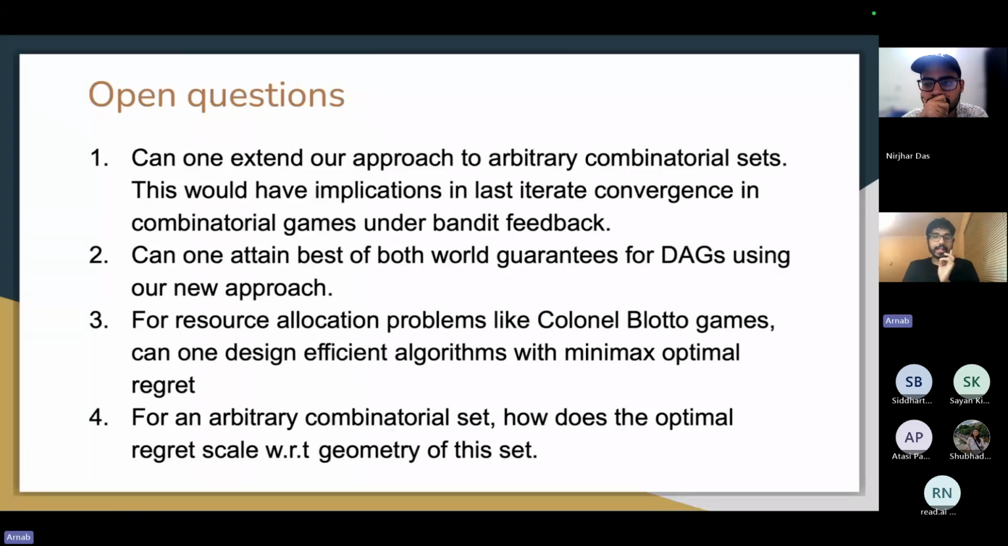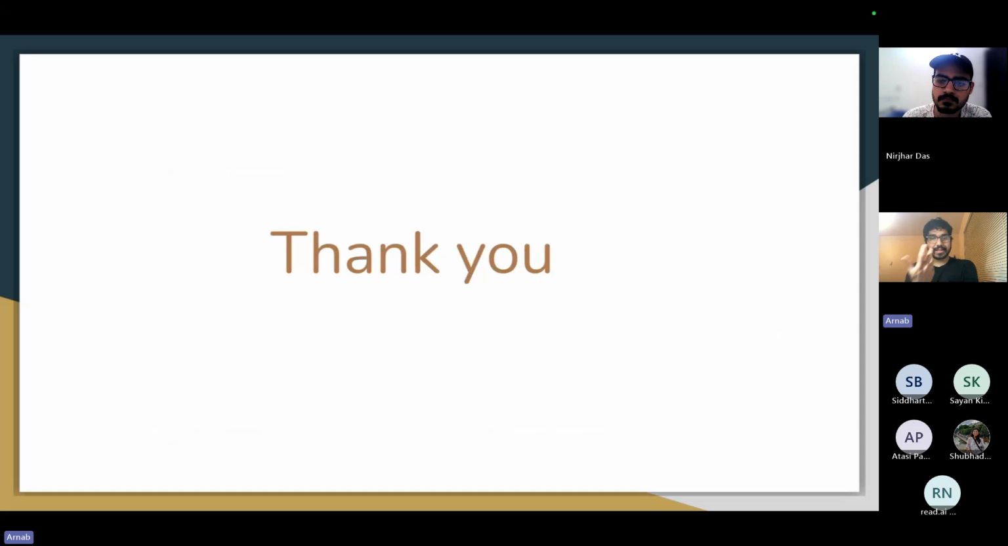And then there are these resource allocation kind of problems, and for that, can one design efficient algorithms with minimax optimal regret? And the last question is way more fundamental. If I give you an arbitrary set X, how does the regret actually scale with respect to the geometry of this set? So this is a very wide open question. But yeah, these are some of the questions. Thank you, and if you have any more questions, let me know.